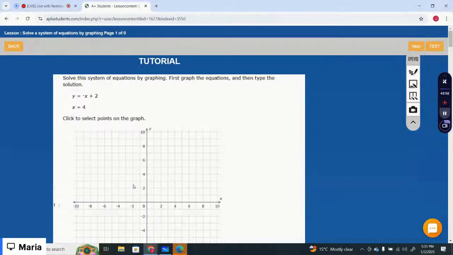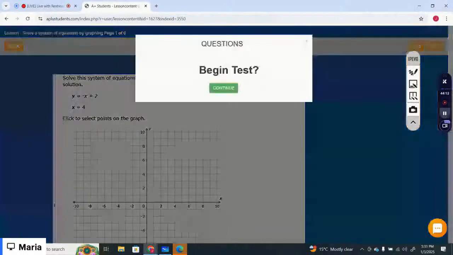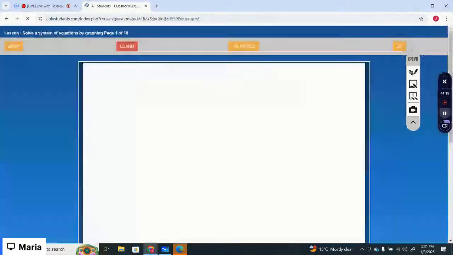Solve the system of equations by graphing. First graph the equations and then type the solution. So let's see how we find the solution of the equations by graphing. Let's start with the test questions.